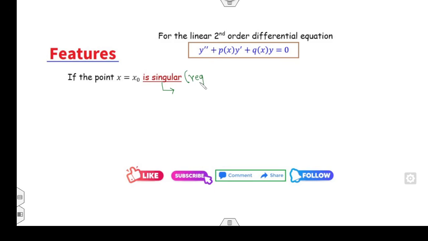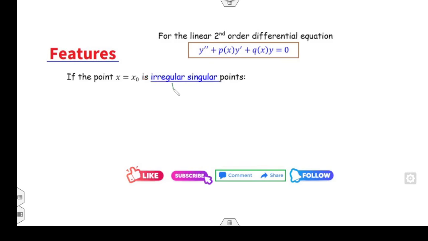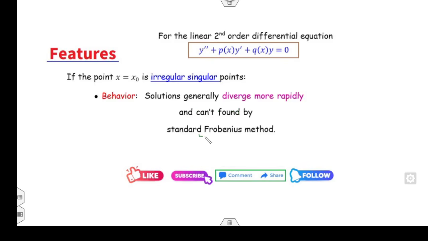सिंगुलर में भी इसको regular बोल देते हैं। उसका मतलब क्या होगा, आपके पास कौन सा method apply होगा, that means we can apply the Frobenius series method. और behavior क्या होगा, solution को आप bounded बना सकते हो by using some algebraic functions. But if you have an irregular singular point, fine, that means you can never find the solution, we can never find the solutions. Solution is always divergent, convergence there is no guarantee, and the Frobenius method is not applicable.